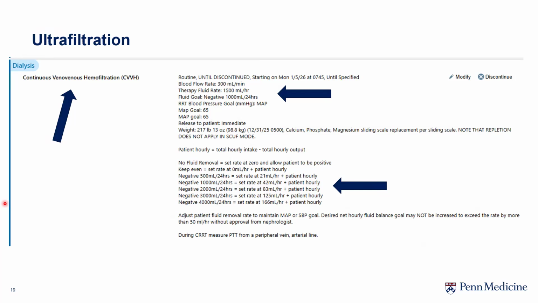So if you set this to 42 milliliters per hour and remove a liter in that 24 hours, then your goal for the day is only going to be at 0 when the goal is negative 1 liter. So it is okay to kind of titrate that UF rate to get to the desired fluid goal.